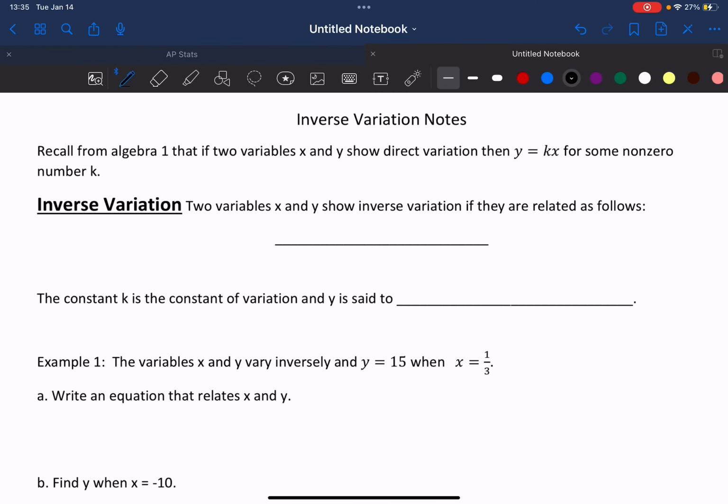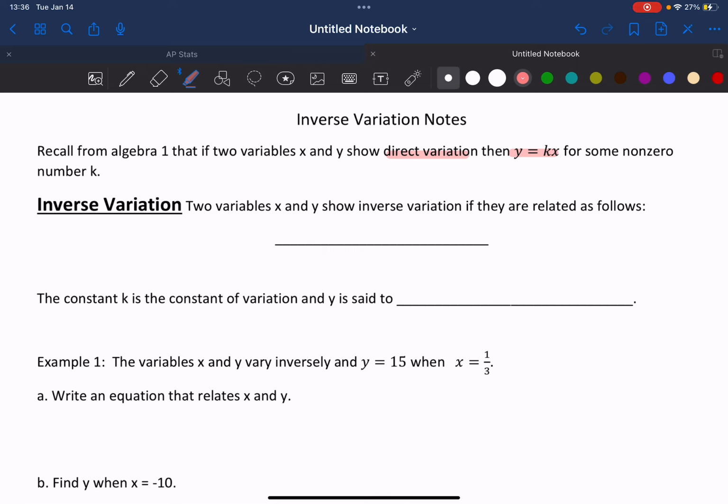Okay, inverse variation. So it says, recall from Algebra 1 that if two variables x and y show direct variation, then y is equal to k times x for some non-zero number k. So in Algebra 1, you guys learned about direct variation, which is y is equal to kx. So notice this is y is equal to k times x. So the operation here is multiply.